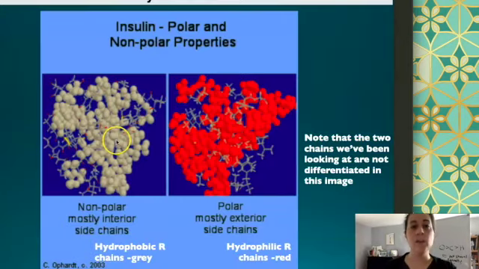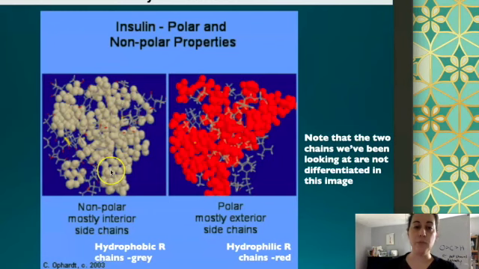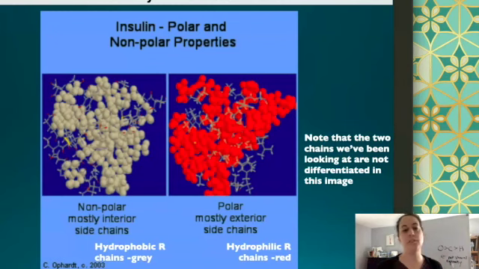Something else I wanted to point out are the polar and nonpolar amino acids. So if you look at these two images, they might seem a little bit abstract. On the left here, though, and the right, we have the same protein. So these two pictures are of the exact same protein in the exact same position. The only thing that's different is that the nonpolar side chains are highlighted on the left, whereas the polar side chains are highlighted on the right. What we would expect to see if we overlaid these two images is that the red side chains would be on the outside and the gray side chains would be on the inside.